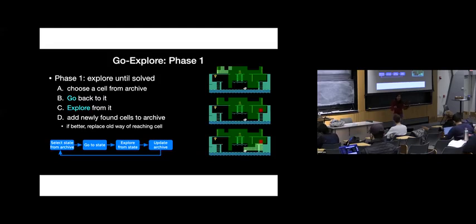Each time I pick a state from the archive, go there, start exploring, add the new trajectories to my archive, and repeat. Do you see the iteration? Any questions on that iteration?